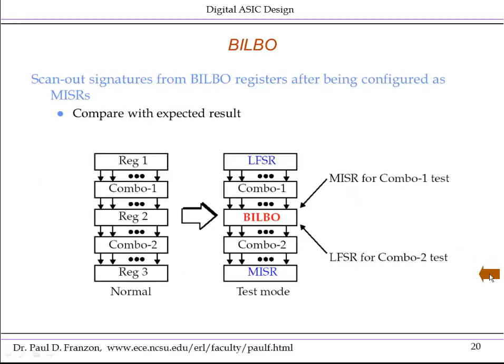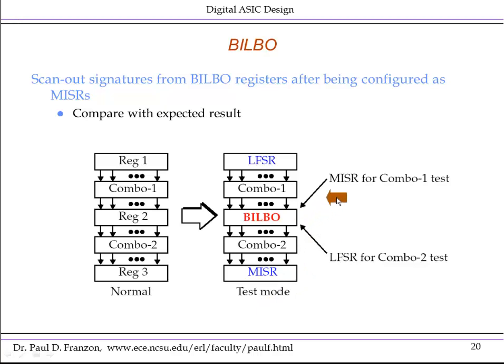So the idea is the Bilbos are the intermediate registers in a chain of register and combinational logic block combinations. And at the ends of these chains, we have an LFSR at the input and an MISR at the final output. This might be, for example, an interface to a memory above and below, or the primary inputs and outputs of the chip. So the idea is to run the test sequence in 2 stages.